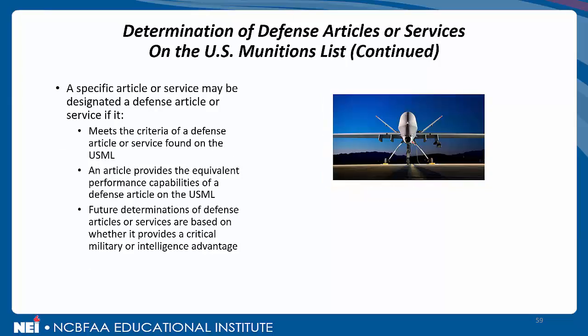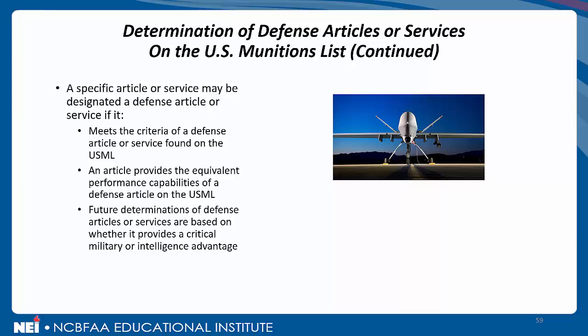Moving on with this concept of how to determine if a defense article or service is indeed on the U.S. munitions list, let's have a look at this first bullet point and its accompanying sub-bullet points. A specific article or service may be designated a defense article or service if it, sub-bullet point 1, meets the criteria of a defense article or service found on the USML. That's a polite way of saying that if an article or service is on the U.S. munitions list, it's subject to the ITAR and will require a license.